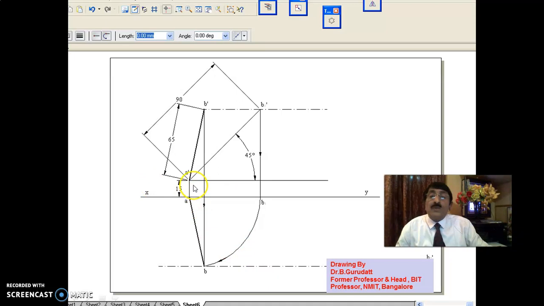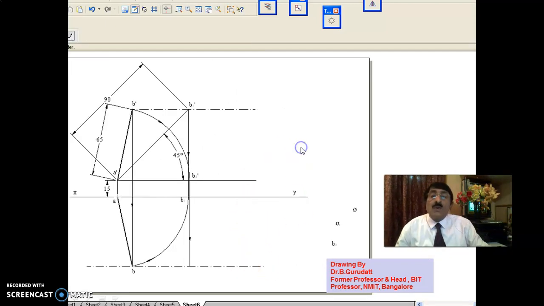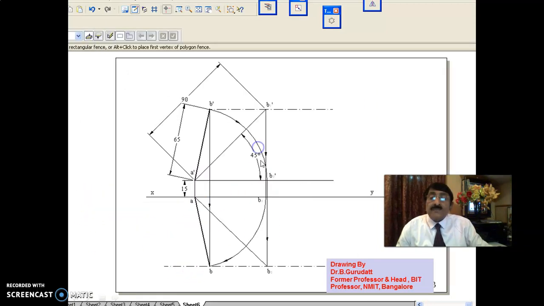Otherwise, I have also told you in the last session, rotating the front view parallel to the XY line and hitting against the locus will give you the true length and true inclination. This also you can do. What have I done? I rotated the front view parallel to the XY line and hit against the locus, and I'll join this and this.